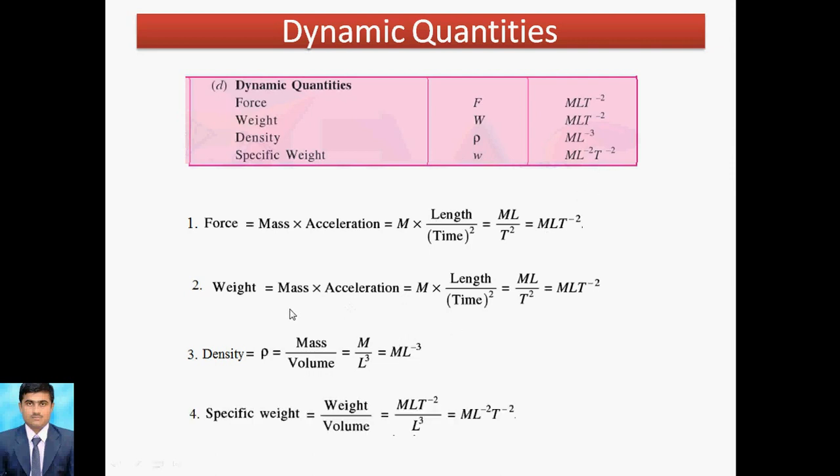Then number 4, specific weight. That is weight upon volume. Weight we can write as it is, that is M L T minus 2, because we already discussed weight. Then volume is nothing but length cube, so we write L cube. So L cube and L leave L raised to minus 2. The equation becomes M L raised to minus 2 T minus 2 for specific weight. So this is about dynamic quantity.